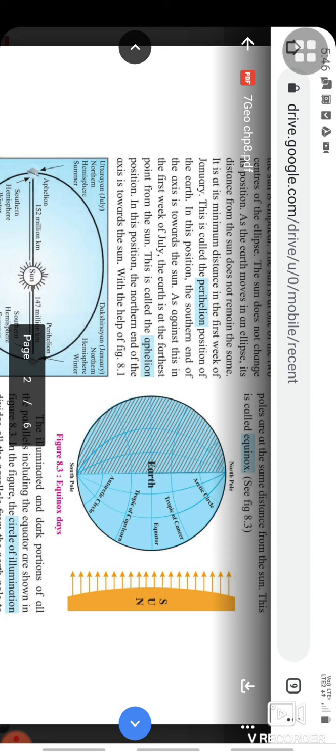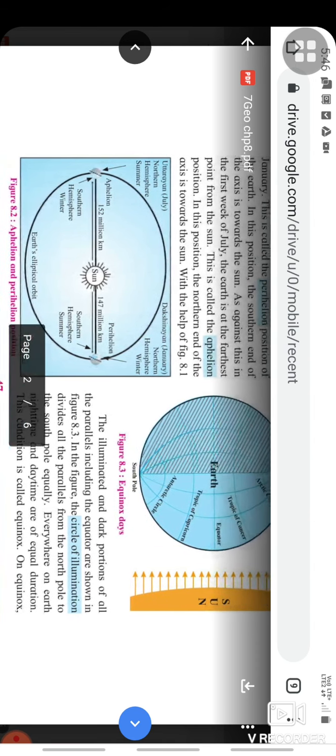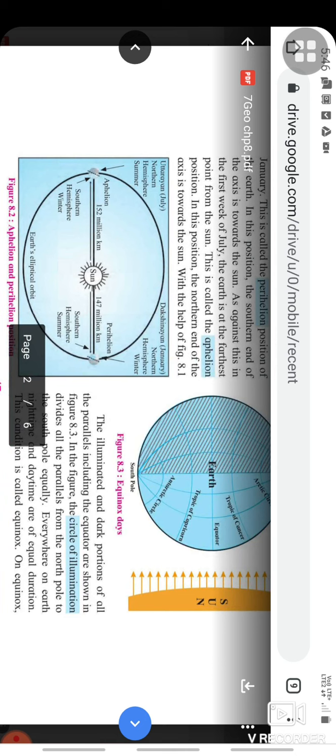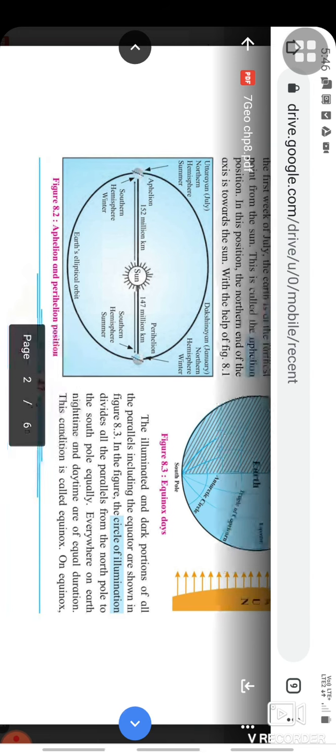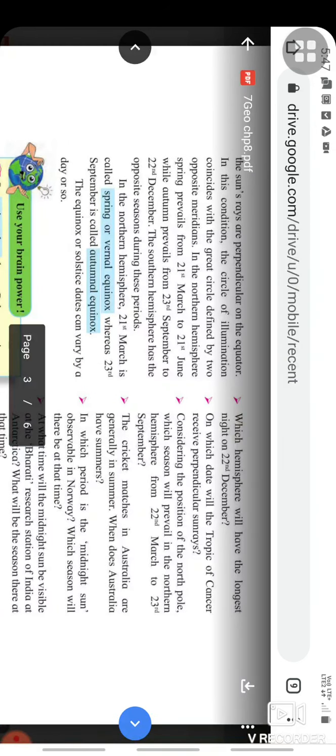Equator, Tropic of Capricorn, and Antarctic Circle, and the sun on the right. The illuminated and dark portions of all the parallels, including the equator, are shown in figure 8.3. See, in the figure, the circle of illumination divides all the parallels from the North Pole to the South Pole equally. Everywhere on the earth, night time and daytime are of equal duration. This condition is called equinox. On equinox, the sun rays are perpendicular on the equator. In this condition, the circle of illumination coincides with the great circle defined by two opposite meridians.